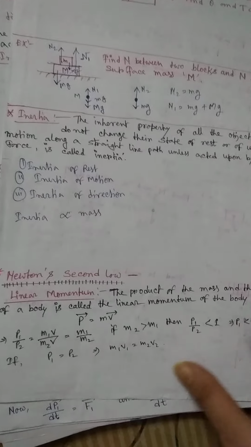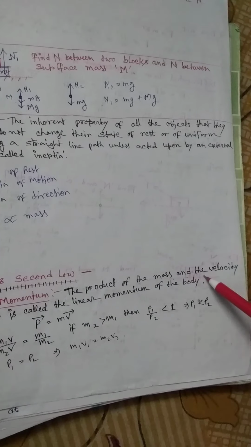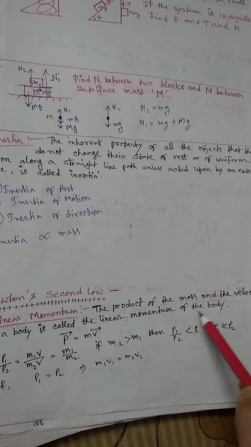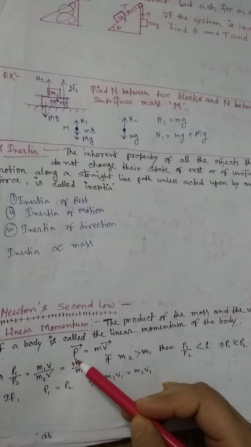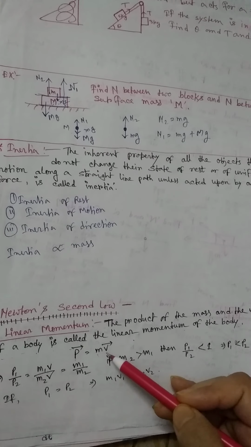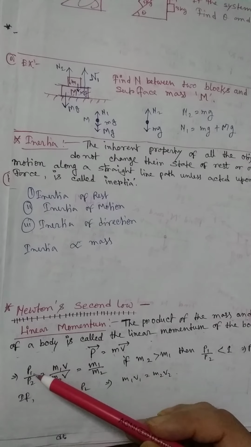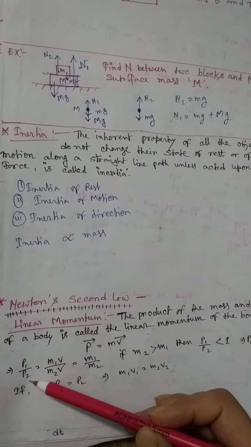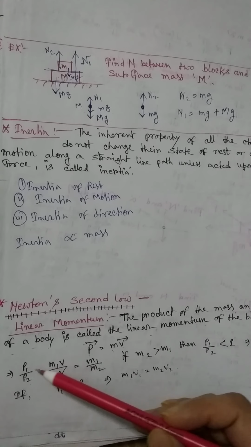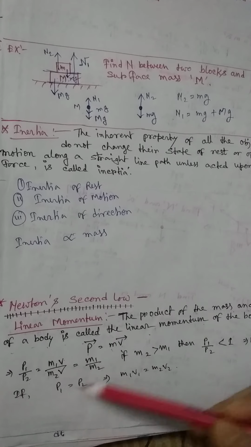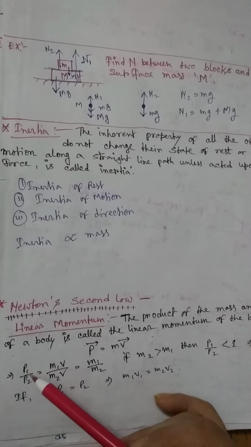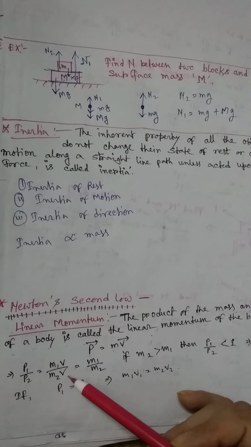Newton's second law. So first, what is linear momentum? The product of mass and the velocity of a body is called the linear momentum of the body. Linear momentum is symbolized by P. So P vector equals m into v vector. Here I am assuming two bodies, one body having P1 momentum and the second body having P2 momentum. Suppose the two bodies have the same velocity, so P1 equals m1v and P2 equals m2v, right?